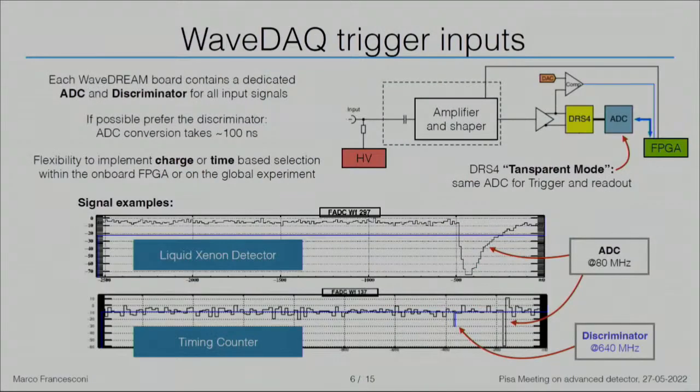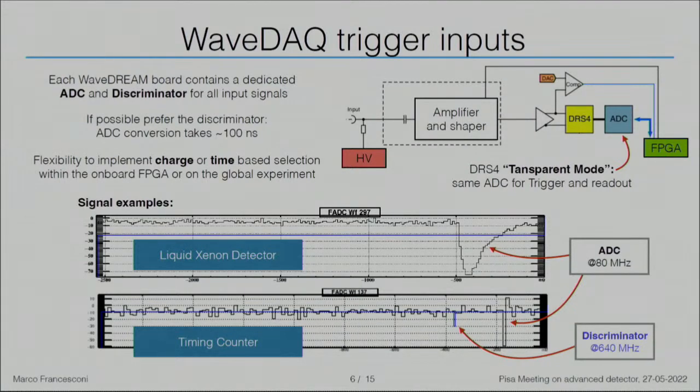So let me go, first of all, to what the trigger sees. Each of the WaveDream boards contains, on top of the DRS4 chip, a dedicated ADC, which is also used to read out the chip, and a discriminator path, which kind of bypasses the DRS4. So if it's possible, we just use the comparator, therefore cutting the conversion latency, which takes 100 nanoseconds, so it's not negligible at all in the trigger latency we have.